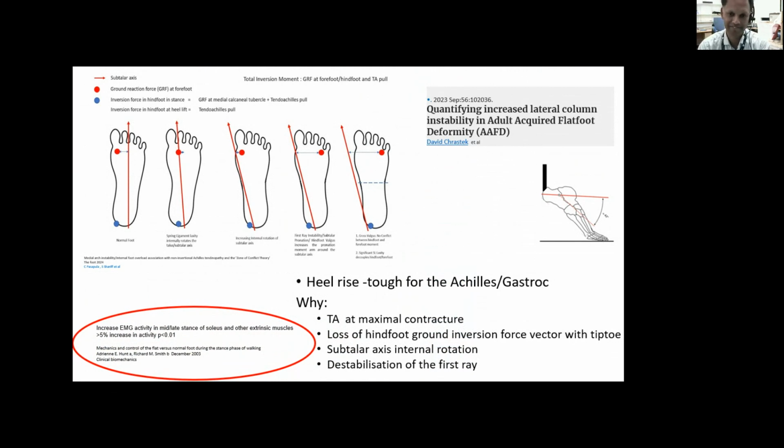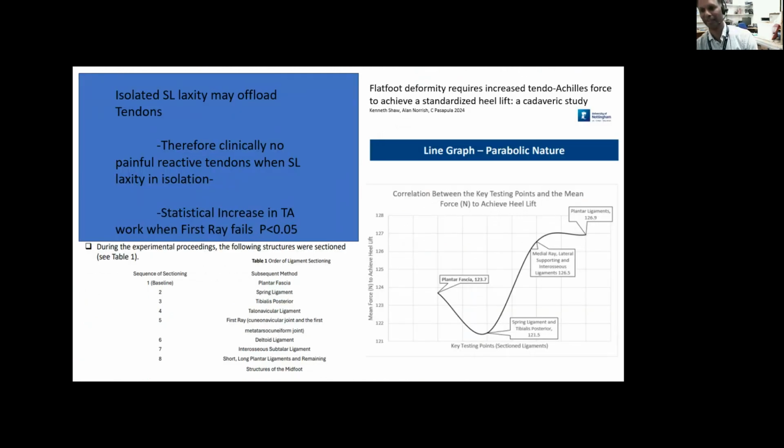But when the spring ligament fails, it's very difficult to detect. It's not a painful condition. And one of the reasons might be this. So we did a study where we looked at the force required to generate a heel lift. And when you use the plantar fascia sectioning as a baseline, we needed a certain amount of force to generate a heel lift. We then sectioned the spring ligament, destabilized the first ray, and then sectioned the lateral plantar ligaments. And what we found universally in virtually every cadaver is when you section that spring ligament, the force required to generate a heel lift actually decreased.